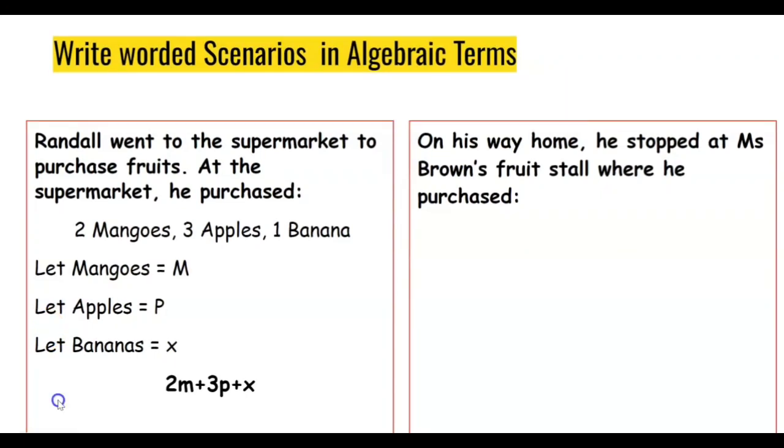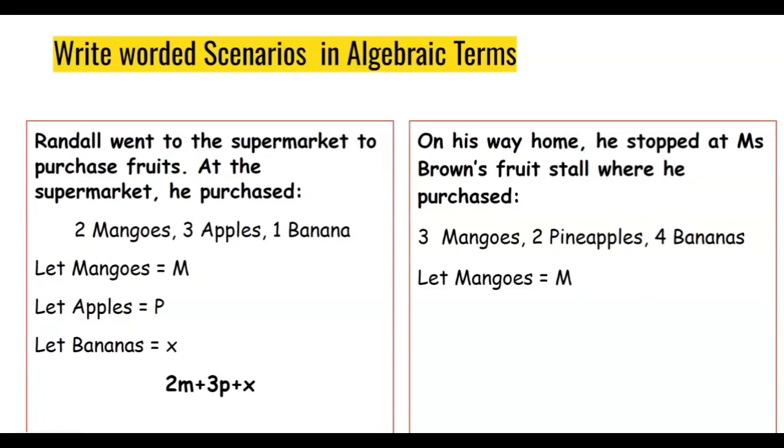Let's quickly correct. On his way home, Randall stopped at Miss Brown's fruit stall where he purchased additional fruits. He purchased 3 more mangoes, 2 pineapples, 4 bananas. So because we already defined mangoes as M, we cannot change it. So the variable for mangoes has to remain the same throughout the problem. We cannot have 2 different symbols representing the same thing. We already looked at that. We're going to let pineapples equal A, and we're going to let bananas equal X, since banana would already be represented with X. Therefore, we would say that he purchased 3M plus 2A plus 4X.